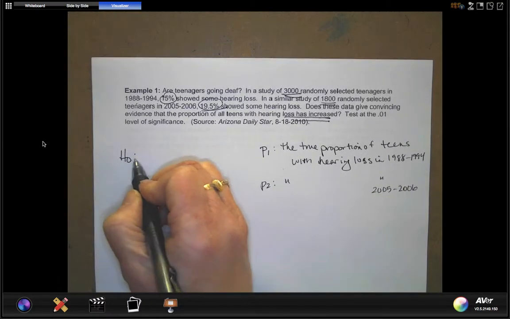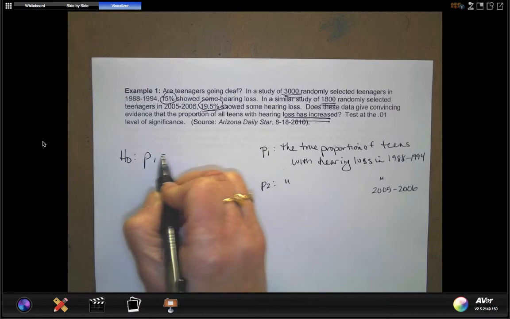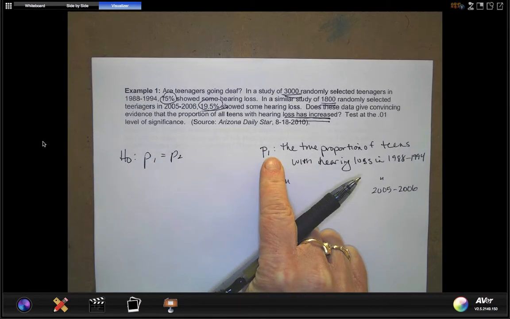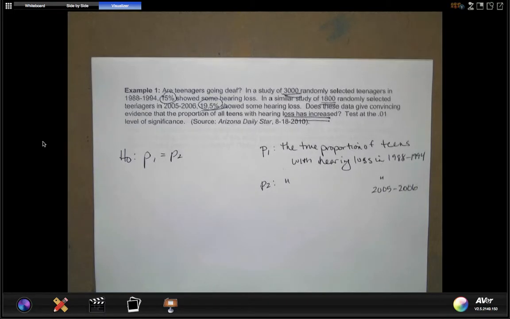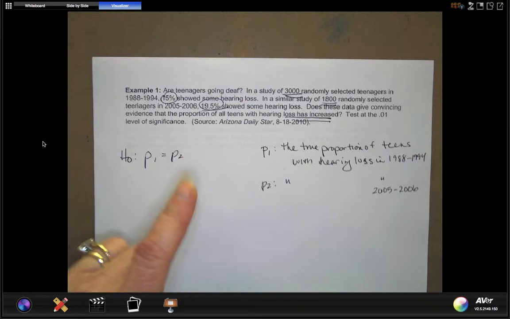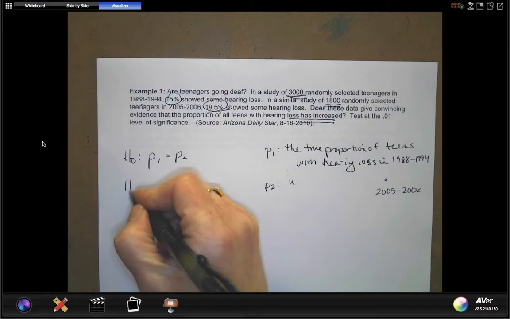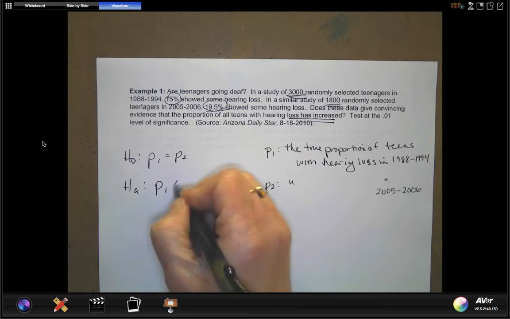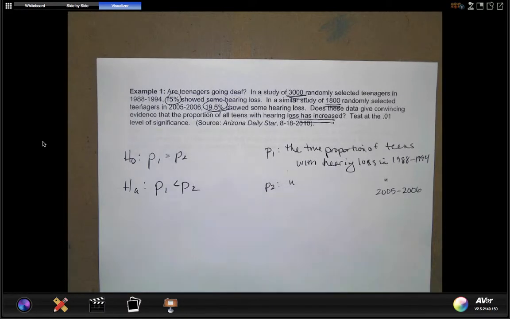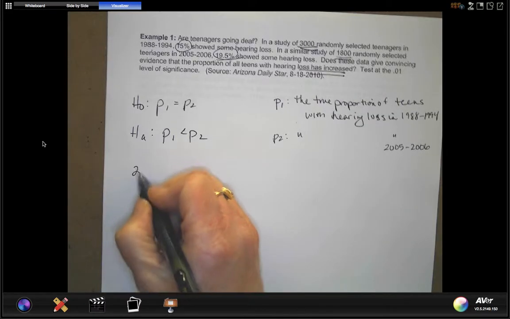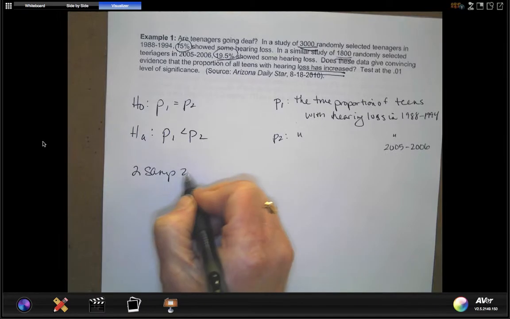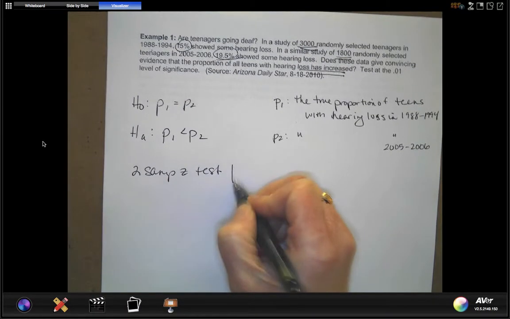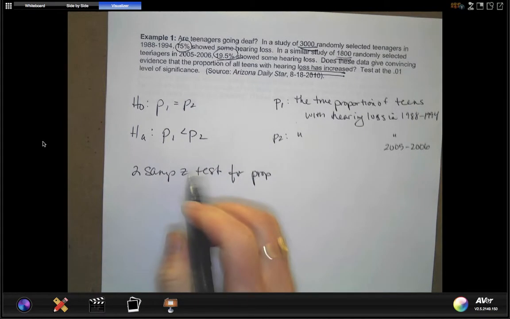So my H0 is going to be that the two are equal. Again, if you want to write out the subscript, you can make that 88 if you want to use the years, so 88 to 94, 05 to 06, that's fine. You still have to define the terms here though. You're not getting around that. We want to show that the hearing loss has increased. So I'm doing a 2-sample z-test for proportions. Again, if you want to say difference in proportions, that's fine.